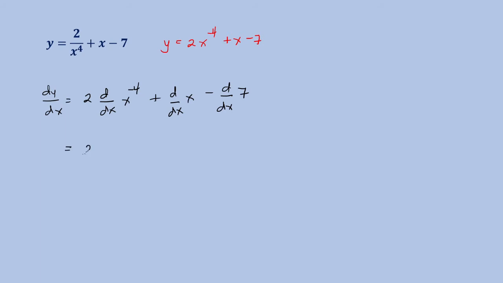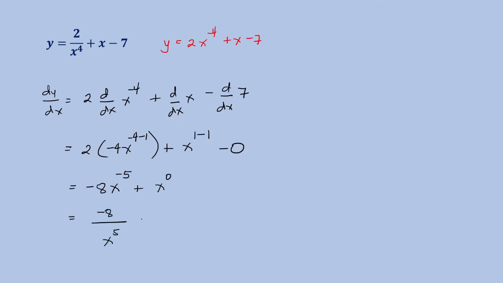So this would be 2 times the derivative of x raised to negative 4 is negative 4, x raised to negative 4 minus 1, plus this would be x raised to 1 minus 1, and then the derivative of 7 is 0. Simplifying, we have negative 8, x raised to negative 5, plus x raised to 0. So x raised to 0 is equal to 1. Simplifying, we have negative 8 over x raised to 5 plus 1.